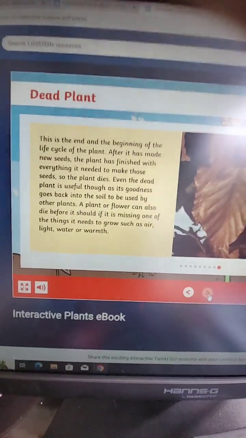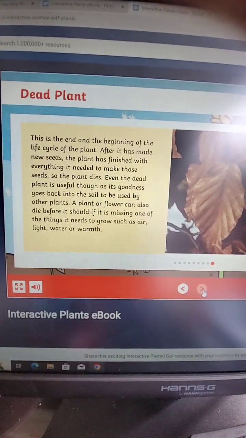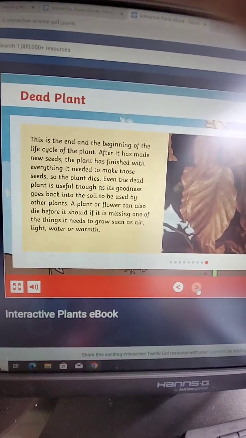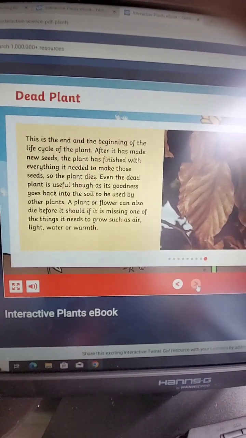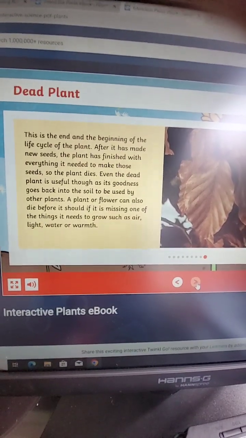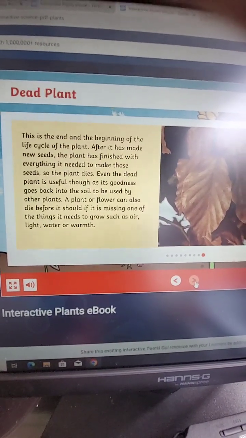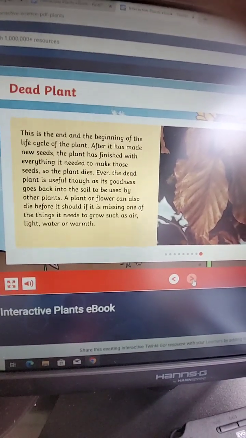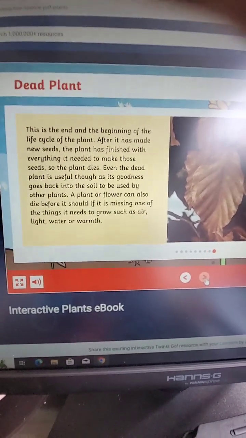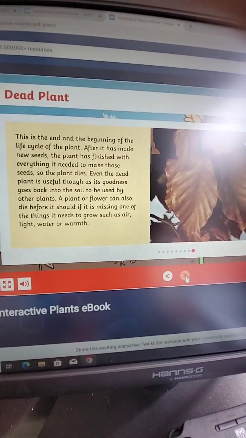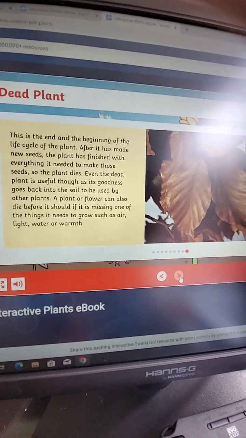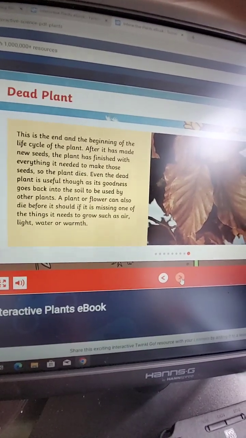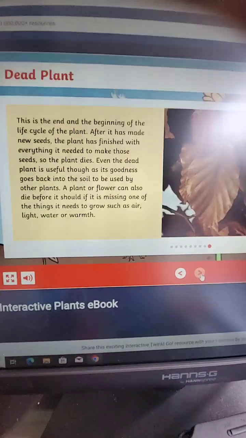At the end of the life cycle of a plant is the dead plant. After it has made new seeds, the plant has finished with everything it needed to do, so the plant dies. Even the dead plant is useful, as its goodness goes back into the soil to be used by other plants. A plant and a flower can also die before they should if they are missing one of the things they need to grow, such as air, light, water and warmth.